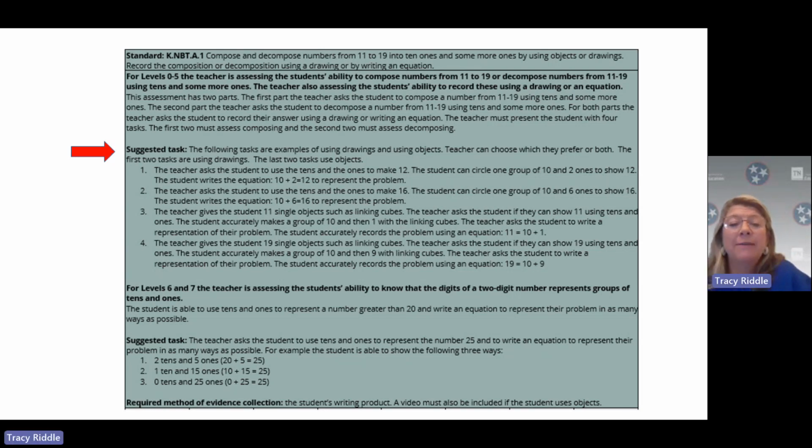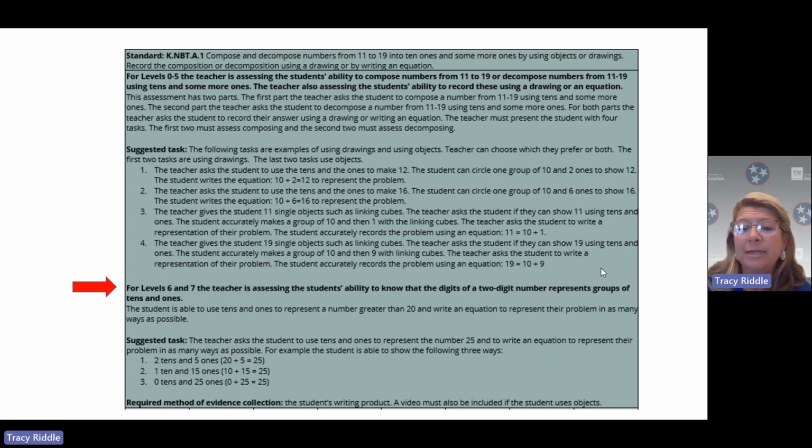Be sure that if you use this standard to assess, you would do both composing and decomposing the numbers, as well as the opportunity for the student to record how they composed or decomposed. Using a drawing, they can draw it out or write out the equation. Once students have mastered the kindergarten standard, then you can move into assessing this first grade standard.